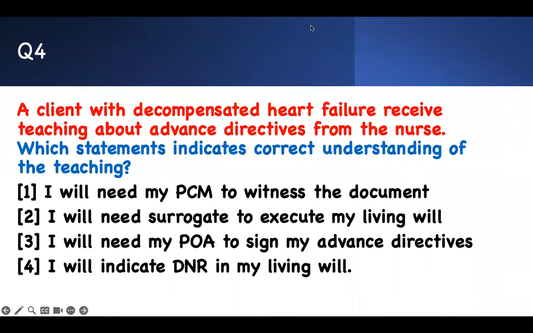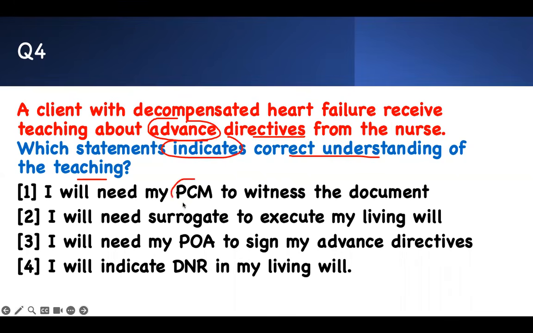Number 4. Same thing. This test is about concepts. If you get the concept, you see that the questions are easy, especially ethical and legal issues. Which statement indicates correct understanding of the teaching? A client with decompensated heart failure received teaching about advance directives. Advance, you do it ahead. Directive, directing people, that's what it means. I do it ahead, directing people, such as the nurse. What do you think? Which one indicates correct understanding?